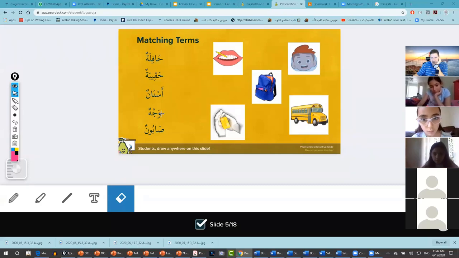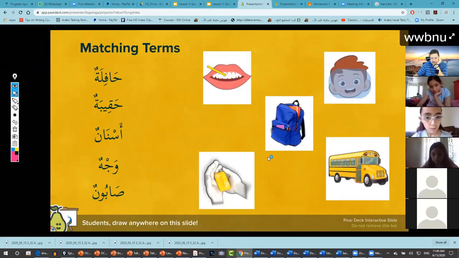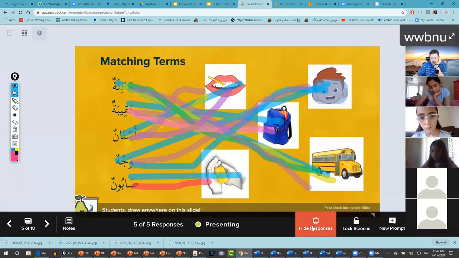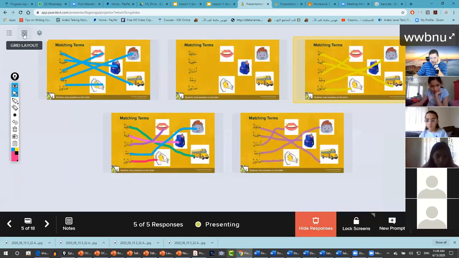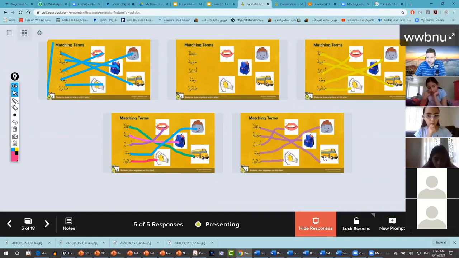Okay. Now let's go to see. MashaAllah. I can't see who did what because I have the student view here. This is me in the middle because I opened it also as a student. Okay, I see asnan, haqiba, sabun, hafila. MashaAllah, all of you did excellent.